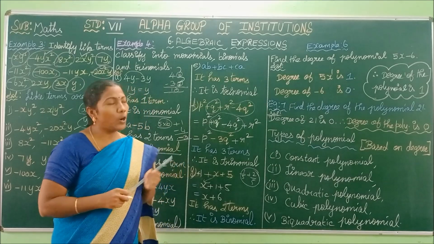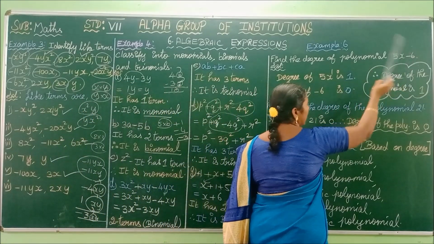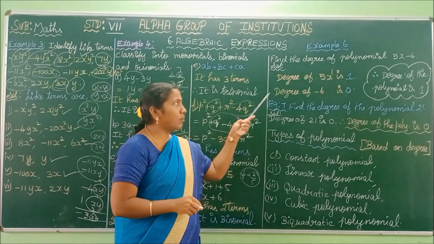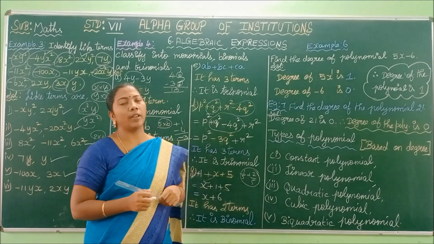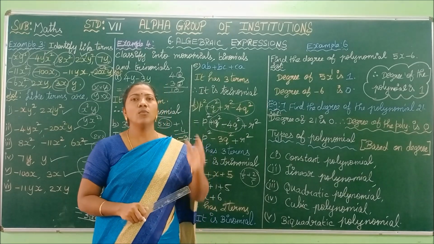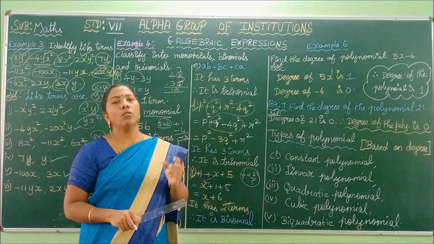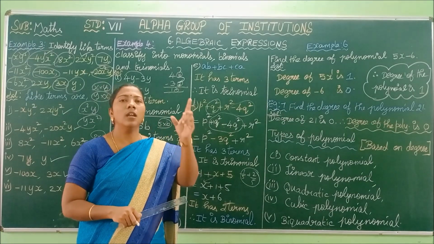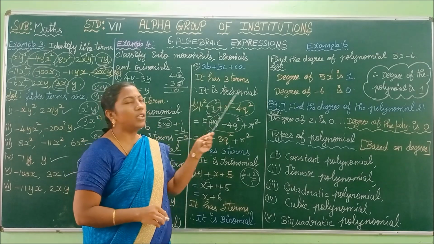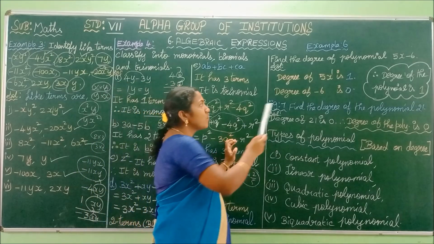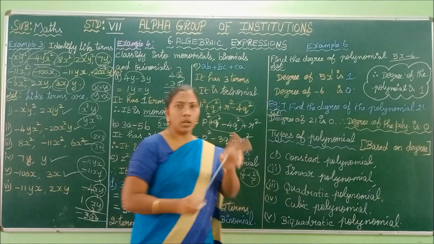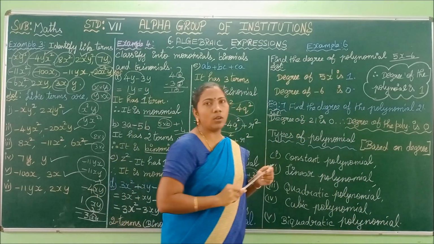Okay, next we are going to see example 6. Find the degree of the polynomial 5x minus 6. In the last video I gave a problem based on the same question, that is, finding the degree of the polynomial. To find the degree of the polynomial, the first step is to find the degree of each term. After that, you have to choose the highest value of the degree of the terms. That highest value should be given as the degree of the polynomial. See here, what is the given polynomial? 5x minus 6. So it has how many terms? Only 2 terms. One is 5x and another one is minus 6.